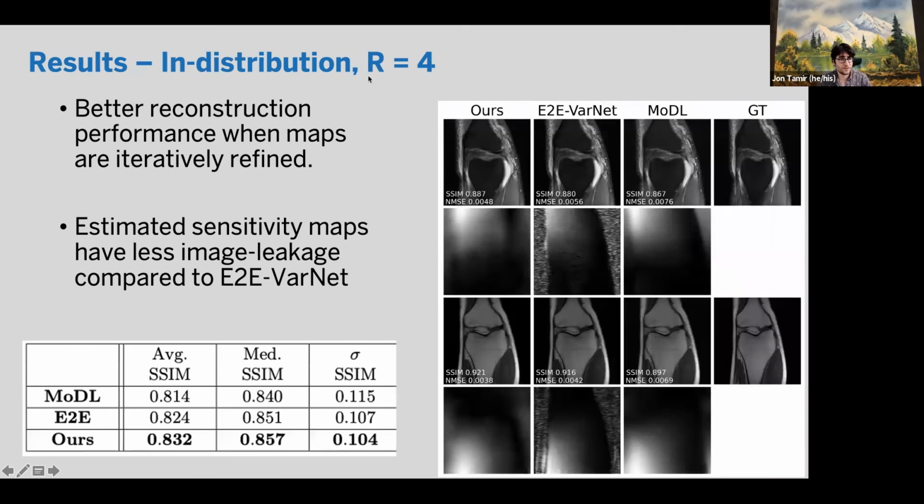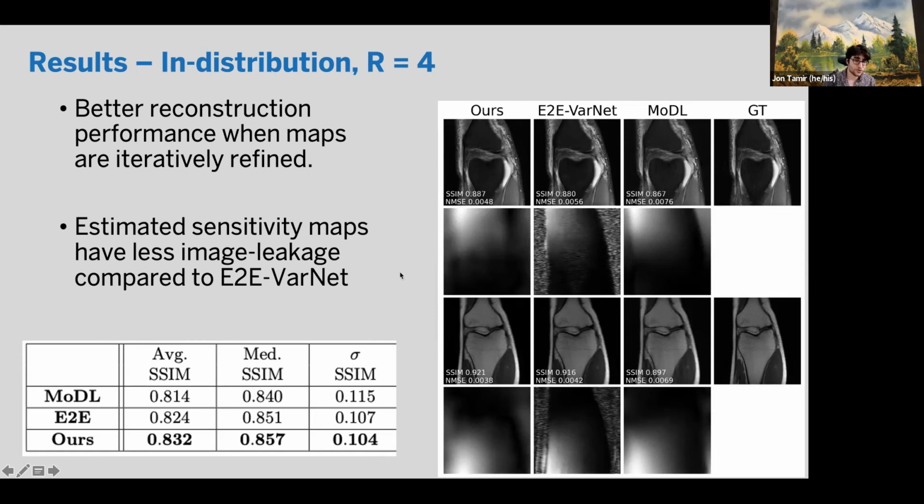Okay, so some results. R equals 4 means the acceleration factor. So this is 4 times accelerated compared to a fully sampled scan. And just at a high level, what we see is, in general, we get slightly better reconstruction performance when we iteratively refine the maps. And the estimated sensitivity maps have less leakage of image information, of image content, compared to the E2E VarNet, which estimates the maps as a single shot estimate and then doesn't refine them. And across the entire validation set, across the entire test set, we see that our metrics improve, which is just nice to see in general.